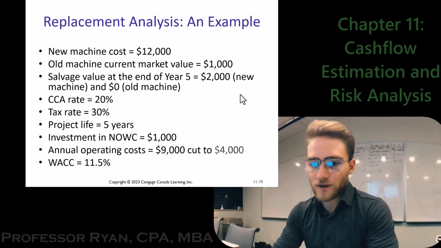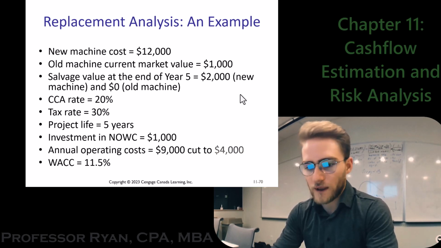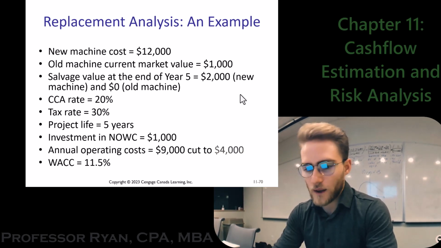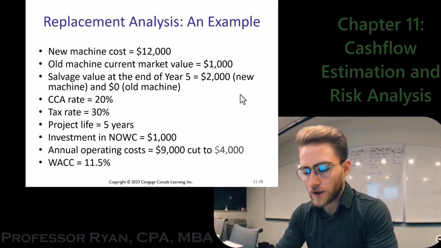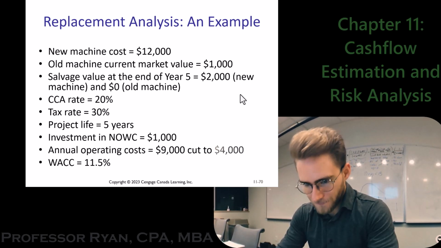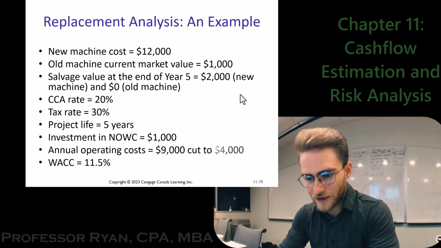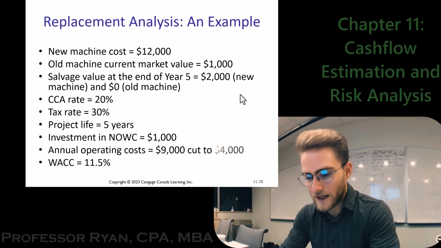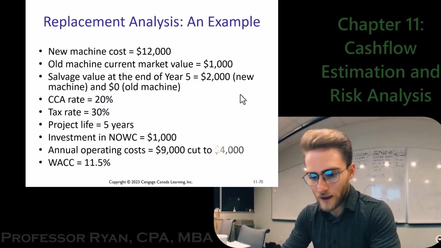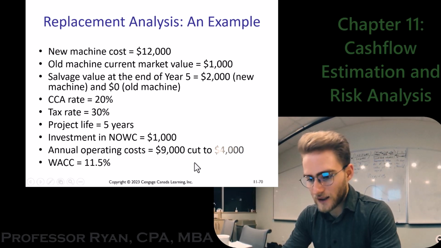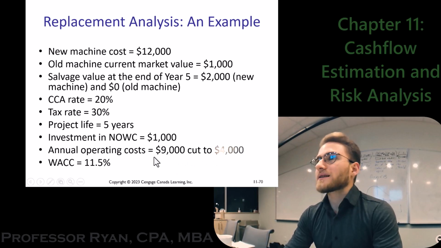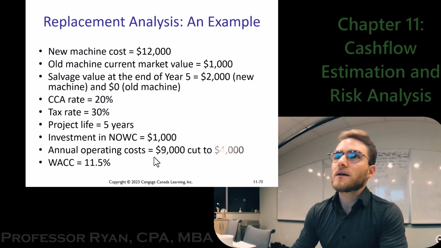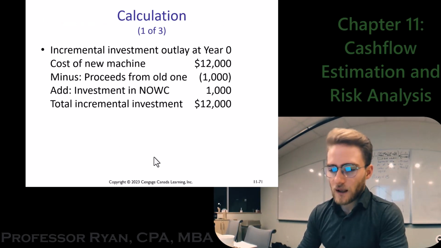So replacement analysis, example: a new machine costs 12 mil, the old machine has a current market value of 1 mil, salvage value at the end of year 5 is 2 mil for the new machine and 0 for the old machine. CCA rate 20%, tax rate 30%, project life 5 years. Investment in net operating working capital is 1 mil, and the annual operating cost is 9 mil, cut to 4 mil. And then it gives you a weighted average cost of capital of 11.5%.